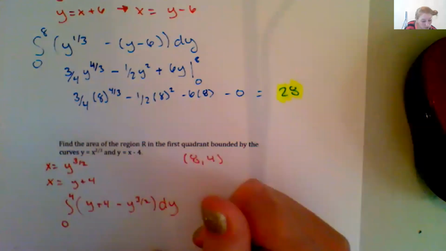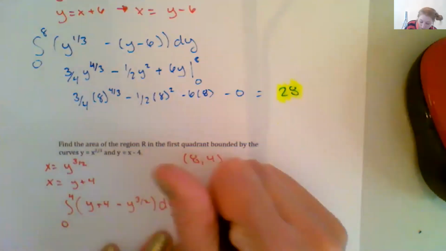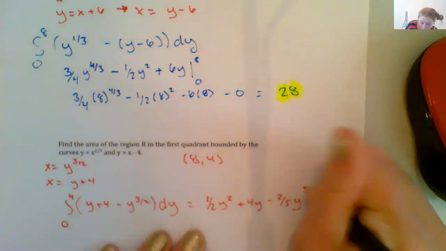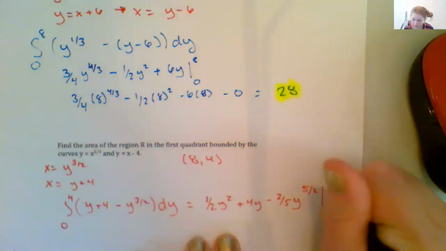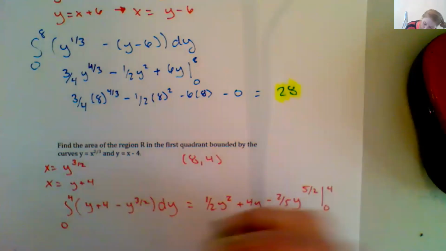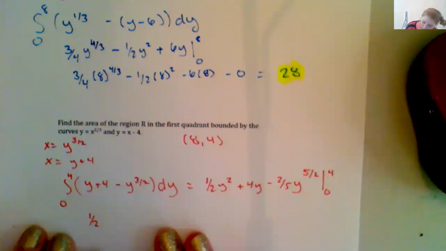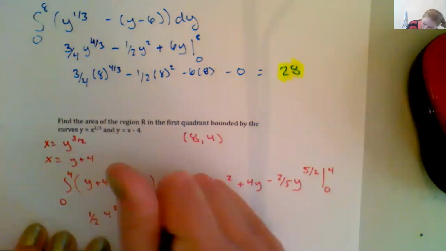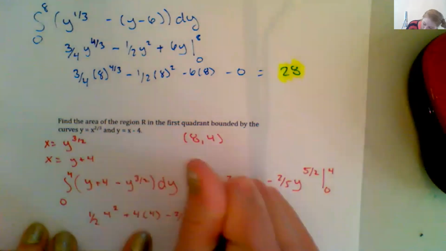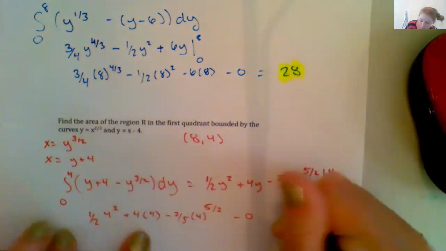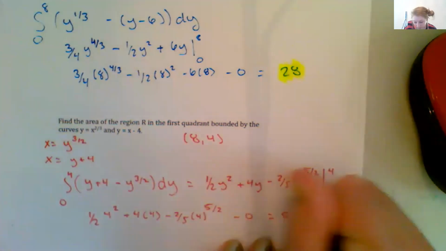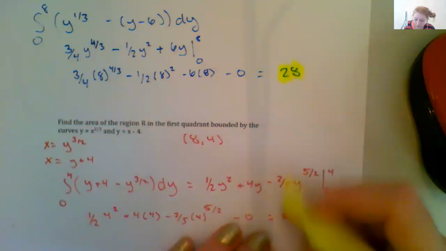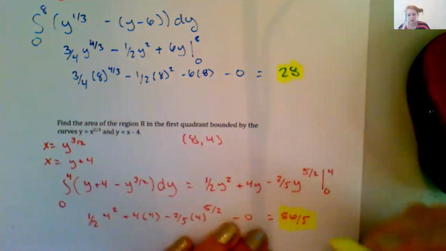All right, so then I integrated that, and that gave me 1/2 y squared plus 4y minus 2/5 y to the 5/2. And then I'm going to evaluate that at 4 and 0. So I'm going to plug in 1/2 times 4 squared plus 4 times 4 minus 2/5 times 4 to the 5/2 minus 0. And I got 56/5. Okay, so remember, you always want to check to make sure which function is the upper bound of the function.